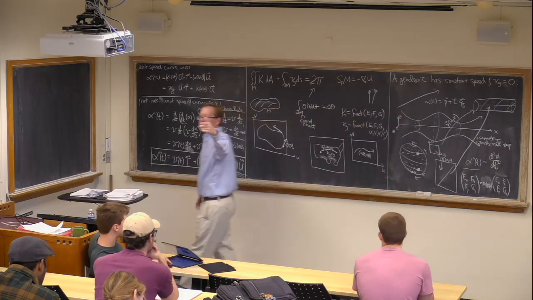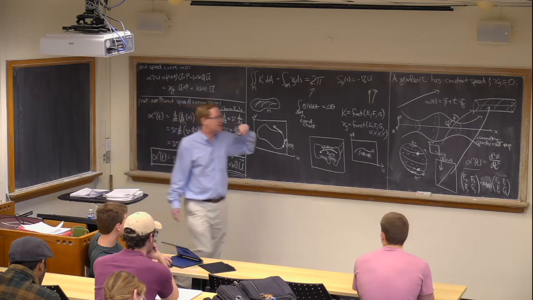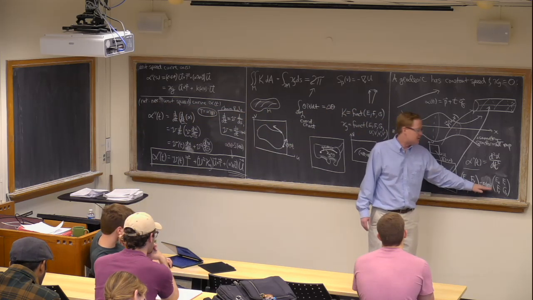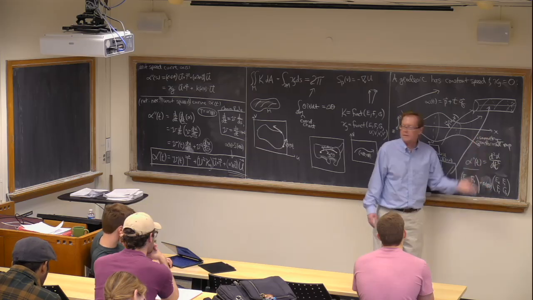You guys get the idea? Then we call that a conformal mapping. This phi is called the conformal factor. And in the case the conformal factor is 1, then it's an isometry.